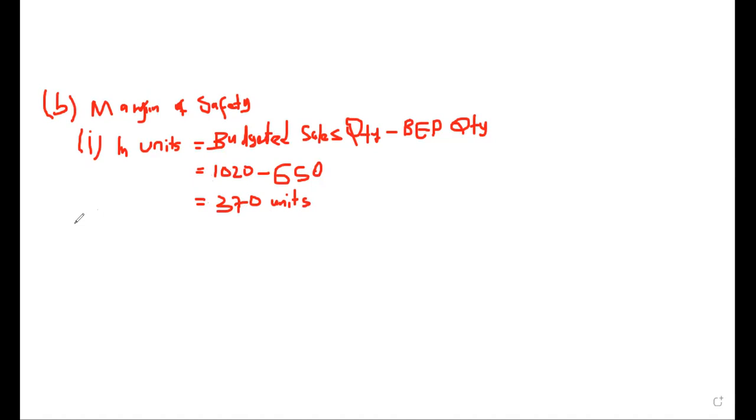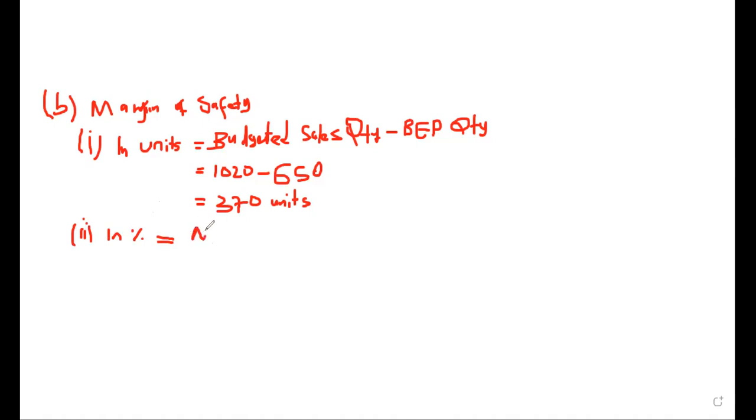So let's do the last part under margin of safety, where we are requested now to calculate or to express the margin of safety in percentage. So in percentage, this is how it is going to be, we just use a symbol for percentage. Okay, so in percentage, the margin of safety is given by the following formula.